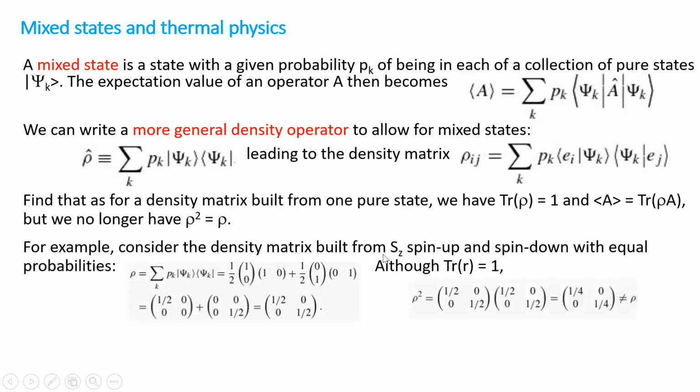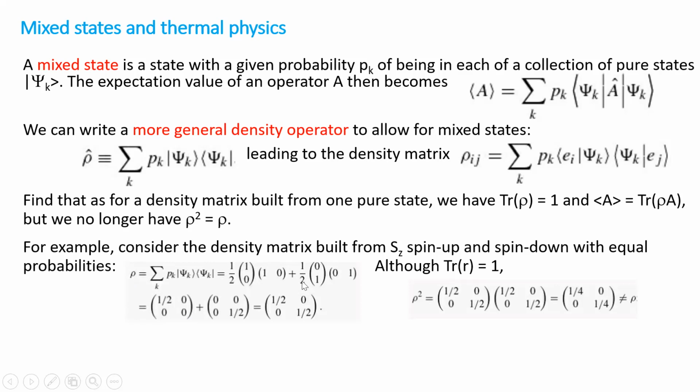So consider the density matrix built from S_z spin up and spin down with equal probabilities. So S_z up is (1, 0), and S_z spin down is (0, 1), and they each have a probability of a half. So our density matrix would be the sum over k of p_k |psi_k><psi_k|. For example, for the spin up state, we have a probability of a half, |psi_k> is (1, 0), the bra is (1, 0) this way, and multiplying those out, we get 1/2, 0, 0, 0.